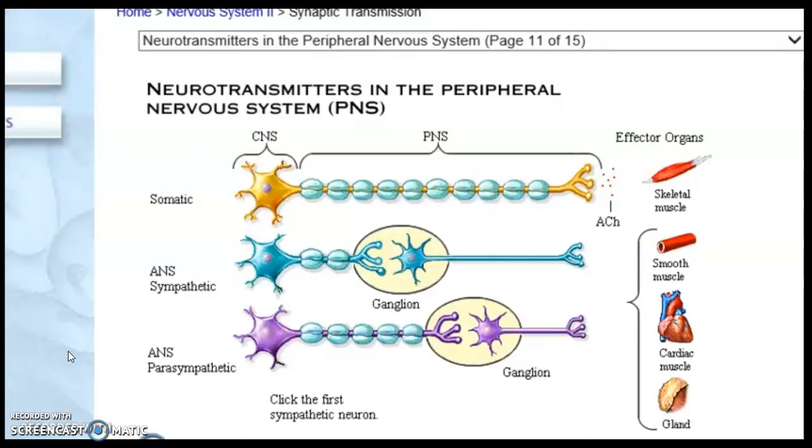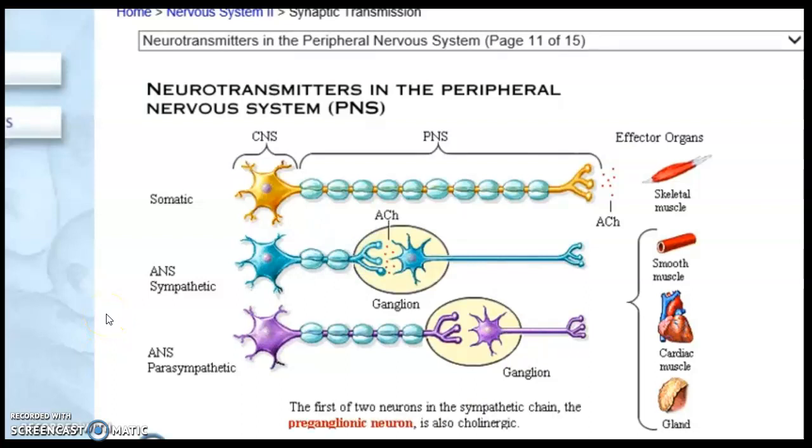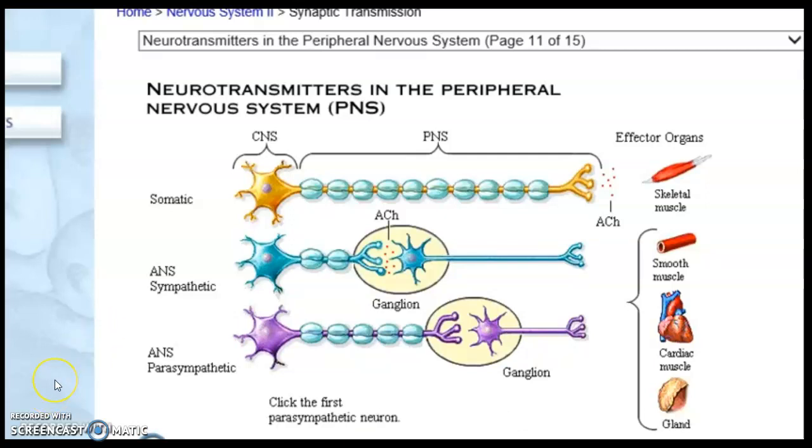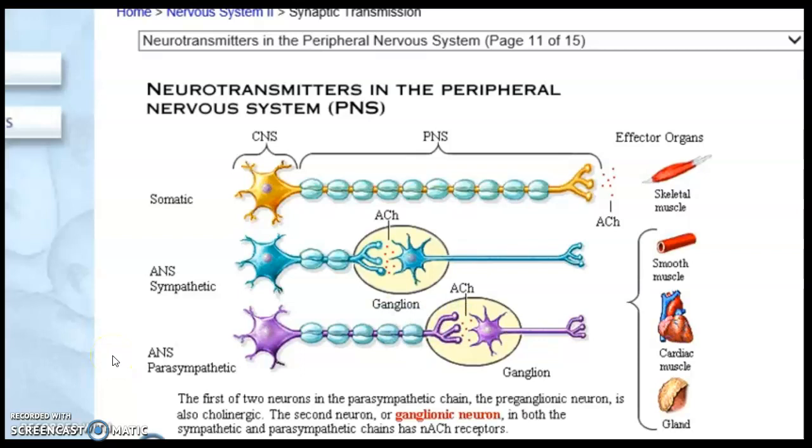Click the first sympathetic neuron. The first of two neurons in the sympathetic chain, the preganglionic neuron, is cholinergic. Click the first parasympathetic neuron. The first of two neurons in the parasympathetic chain, the preganglionic neuron, is also cholinergic. The second neuron, or ganglionic neuron, in both the sympathetic and parasympathetic chains, has NACH receptors.